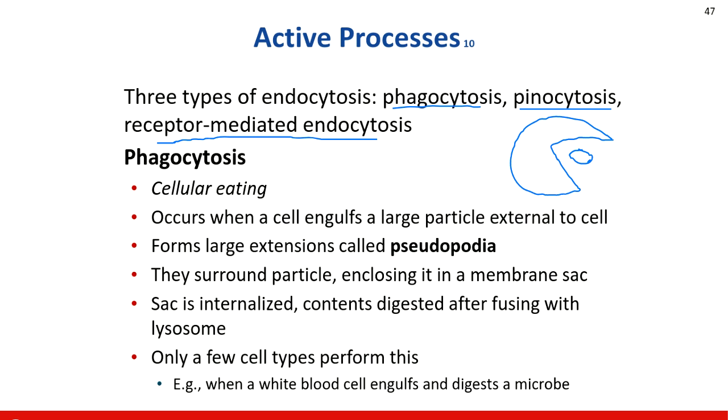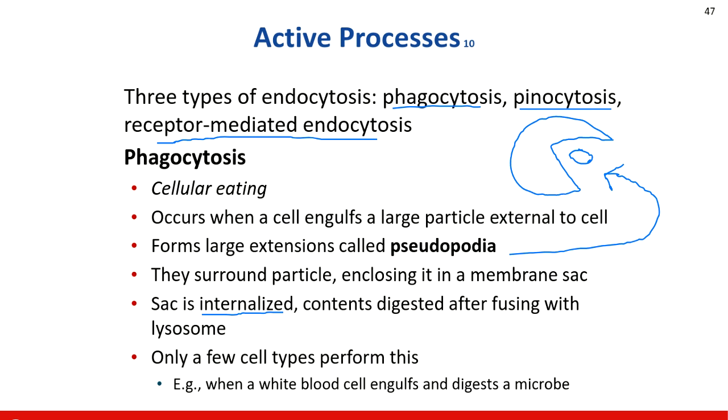So phagocytosis, cell eating, that's our Pac-Man cell. So essentially what will happen is the cell will extend these pseudopods. That's kind of like what we see here. These pseudopods are shooting out from the cell on either side of this large particle. And it surrounds the particle, and it puts it in an envelope, much like you put a letter into an envelope, and it pulls it in. So it internalizes that sac, and then it fuses with the lysosome.